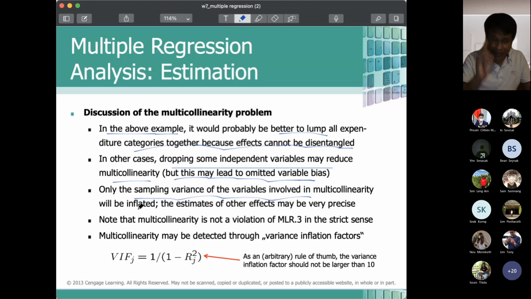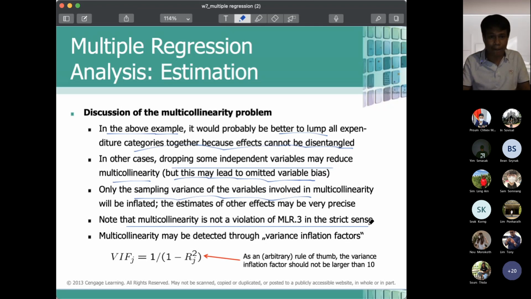Again, multicollinearity is not a violation of MLR.3 in the strict sense. MLR.3 is about perfect collinearity. Two variables can be highly correlated as long as it's not perfect, not 100%. That's okay. But if there is no perfect collinearity, it can still lead to multicollinearity. How can we detect multicollinearity?